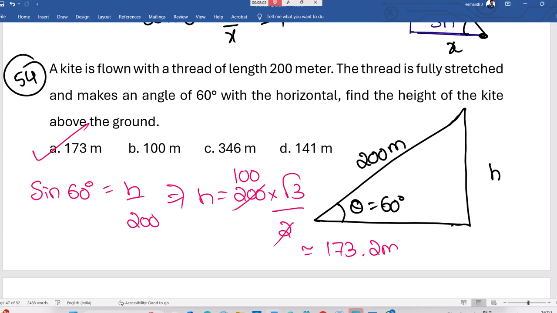Root 3 is 1.732. No calculator allowed. You have to understand things properly. So in trigonometry you are going ahead. They are asking about different heights and distances. This all comes under heights and distances.